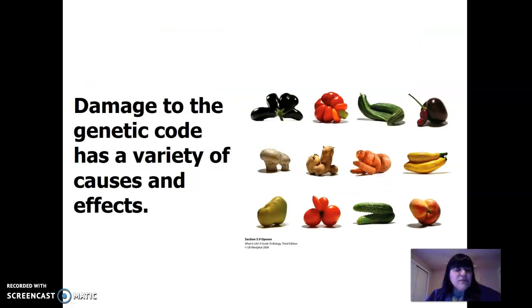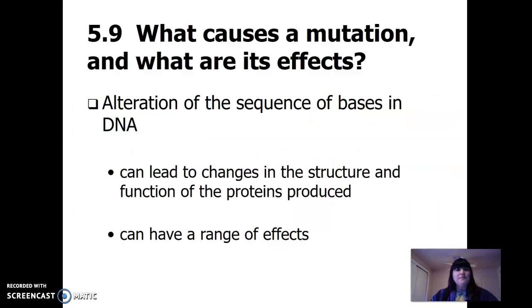Now, how about if there's damage to the DNA? What is that? Damage is called a mutation, right? So damage to the genetic code has a variety of causes and effects. So here we see some fruits and vegetables, and we see some abnormalities, and they're caused by mutations. So the word mutation, okay, it's a change in the DNA. Sometimes it's harmful. Most of the time we think of harmful effects, but sometimes it can be beneficial, and sometimes it has no effect.